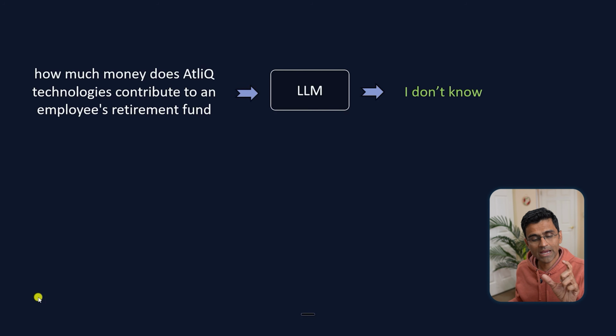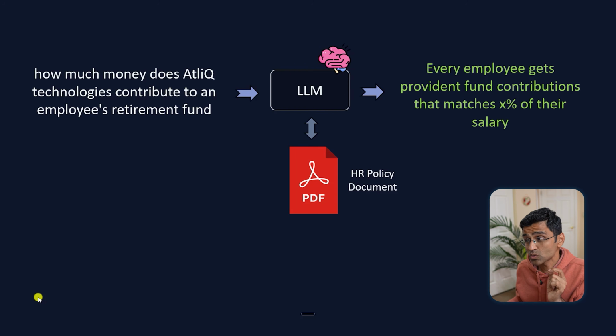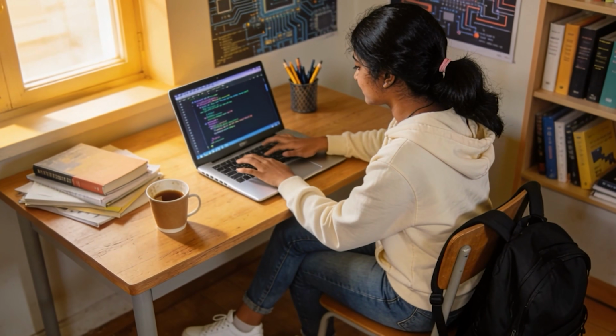But if you give an HR policy document to this LLM, which acts like a brain, it should be able to read a relevant section and provide you with the answer. This is similar to having a very smart student, Mira, who is a computer science student, and you are asking her to appear in a microbiology exam, which is an open book exam.